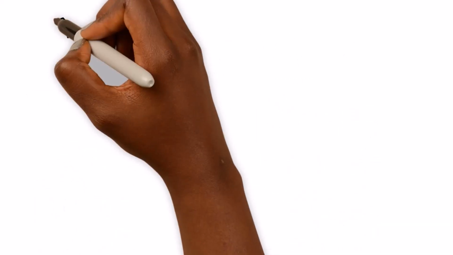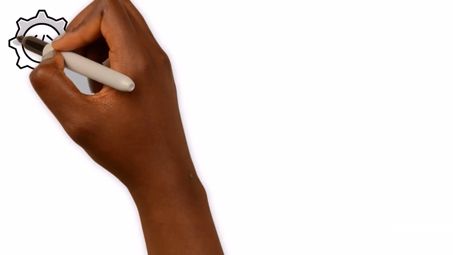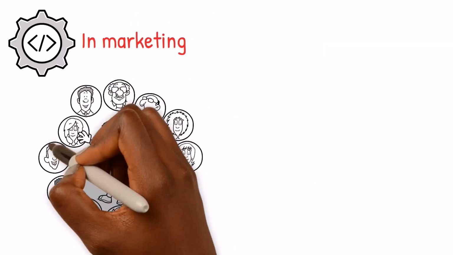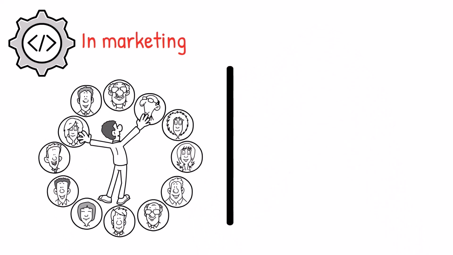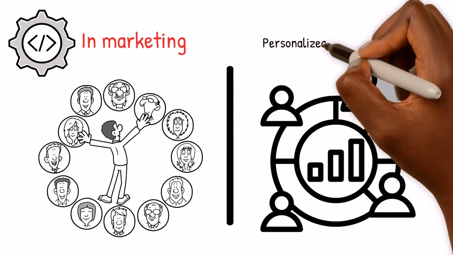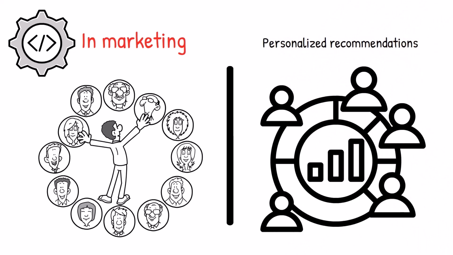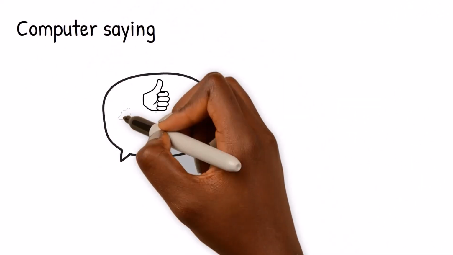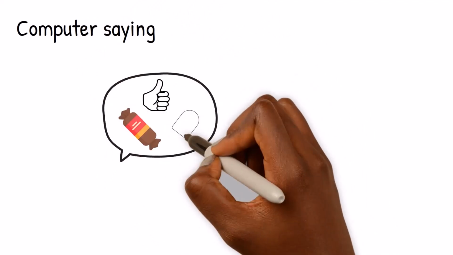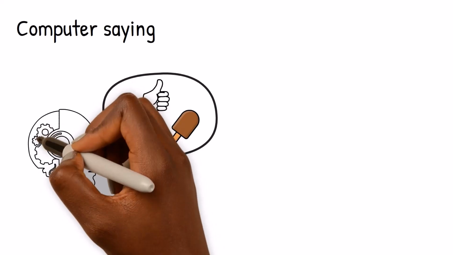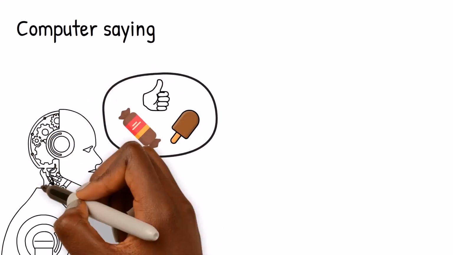And this turns out to be very useful in many applications. In marketing, for example, companies use it for customer segmentation. They group customers based on their buying behavior so they can send you personalized recommendations. It's like the computer saying, hey, you seem to like these chocolate candies, so maybe you will like these other chocolate ice creams too. Maybe that's why I keep getting chocolate recommendations all the time.